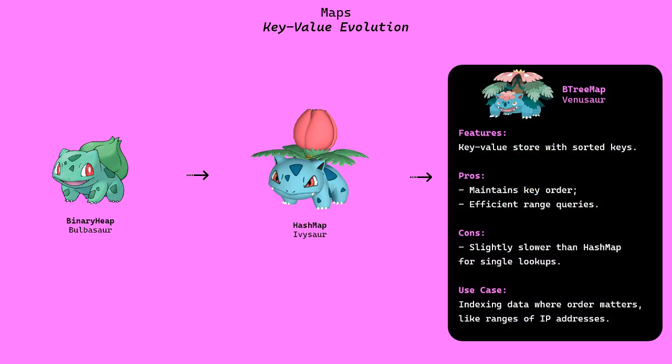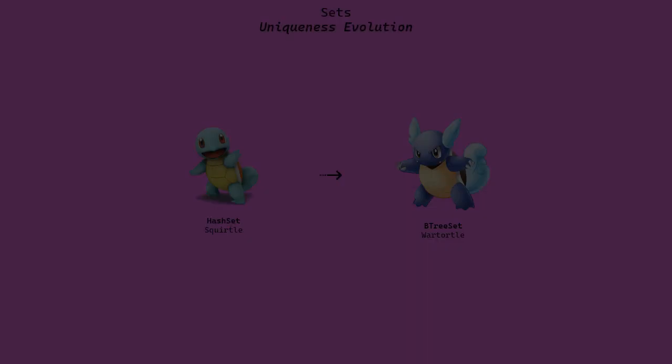Venusaur, or BTreeMap. The final form of maps, BTreeMap combines key-value pairing with natural order, towering over the rest by keeping elements sorted. Like Venusaur, it balances power and precision. The use case is indexing data where order matters, like ranges of IP addresses.